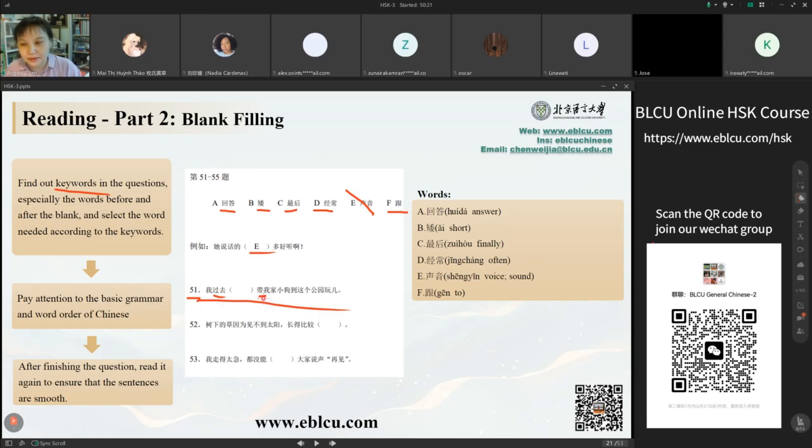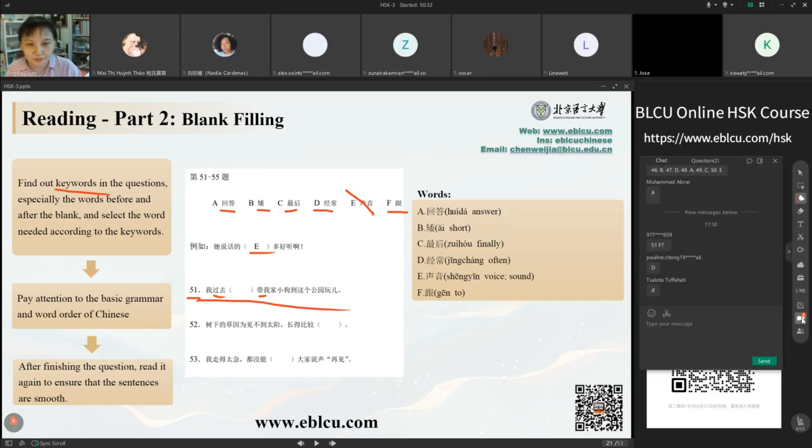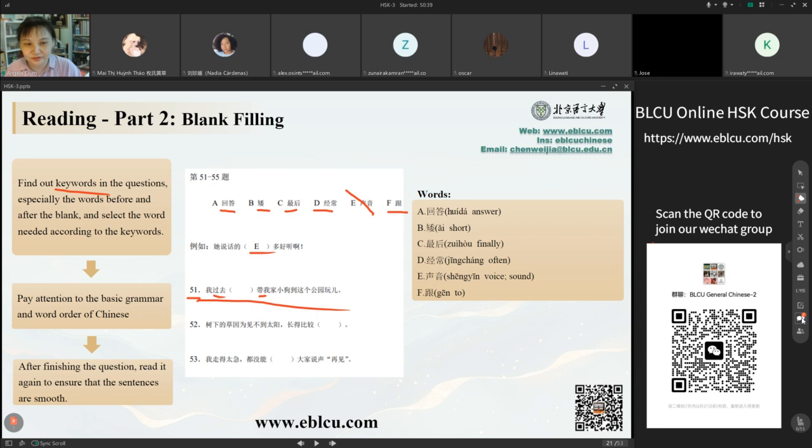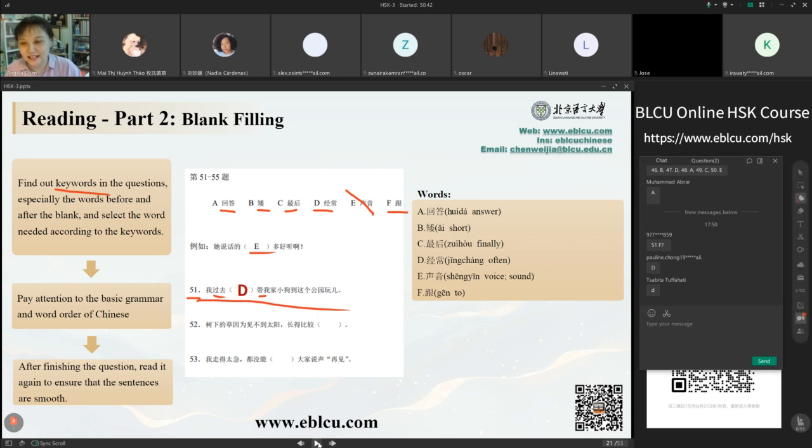我过去 something 带我家小狗到这个公园玩, which is the answer? 51. Yes, D is the correct answer. Why D is the correct answer? Let's take a look later. And continue. Next one. 52. 树下的草因为见不到太阳，长得比较 something.